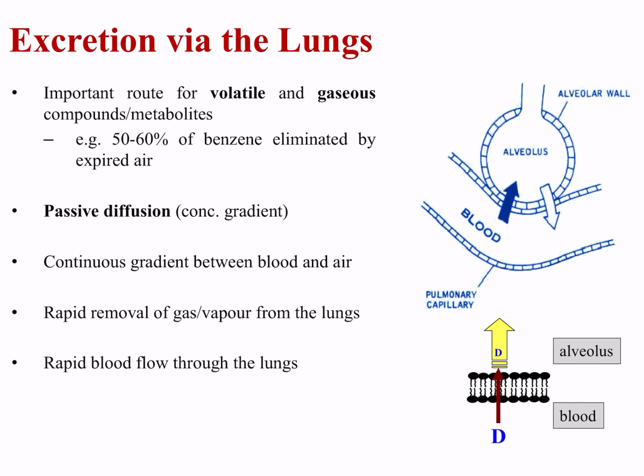The lungs are an important route of elimination for volatile and gaseous compounds and their metabolites. For example, between 50 and 60% of benzene is eliminated by just breathing out expired air. These are removed primarily by passive diffusion along a concentration gradient, so moving from an area of high concentration in the blood supply surrounding the alveoli into an area of low concentration in the alveoli sac. This gradient is shown in the diagram on the right. There is a continuous gradient between the blood and the air, leading to rapid removal of the gas or the vapour from the lungs, and also rapid blood flow through the lungs aids in this process also.